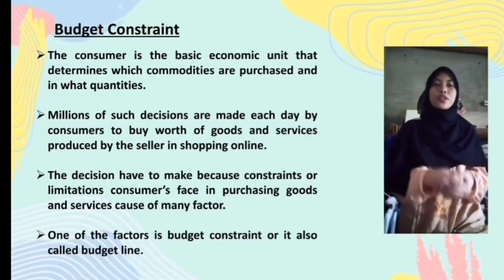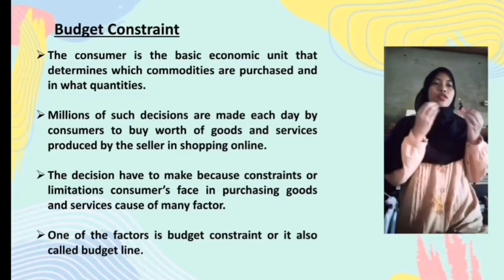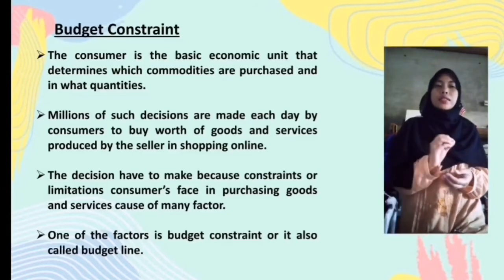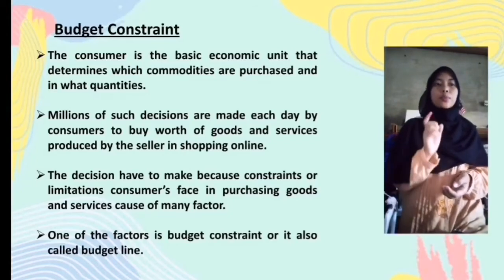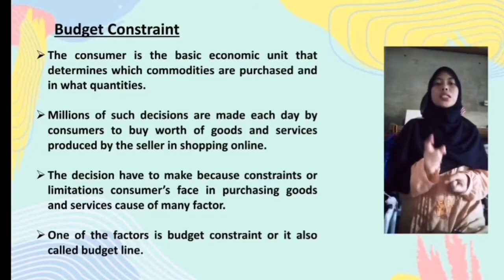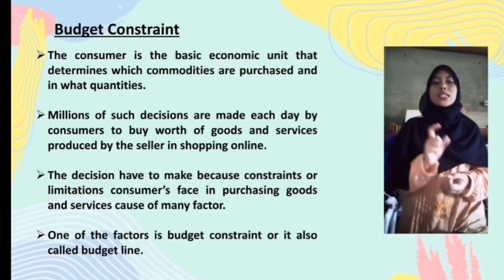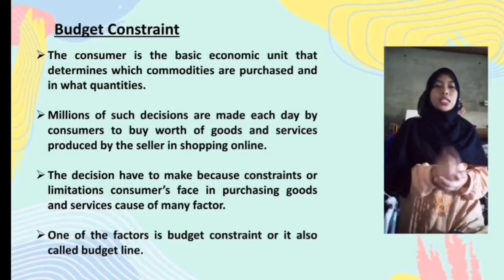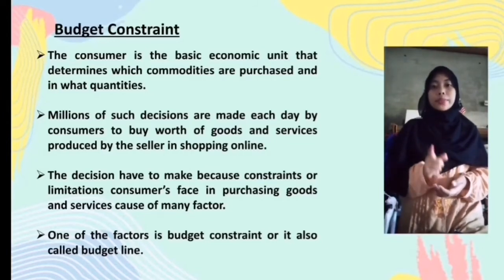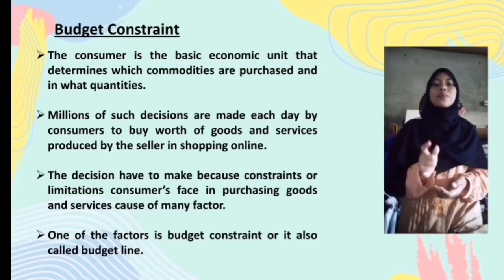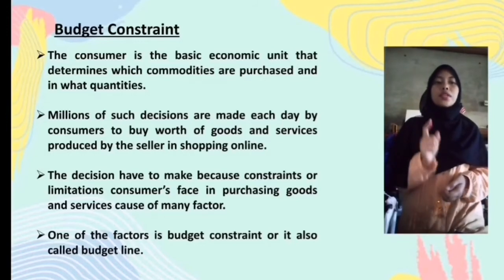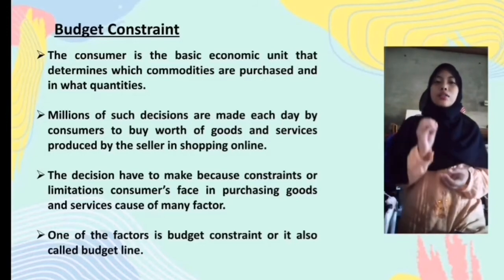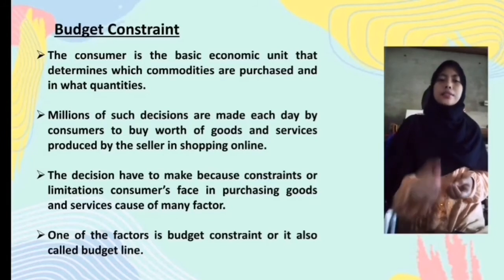In my part, I want to talk about budget constraint. The consumer is the basic unit that determines which commodities are purchased and in what quantity. Millions of such decisions are made each day by consumers to buy goods and services produced by sellers, including in online shopping. Decisions have to be made because of the constraints or limitations consumers face in purchasing goods and services, which come from many factors. One of the factors is the budget constraint, which is also related to the budget line.